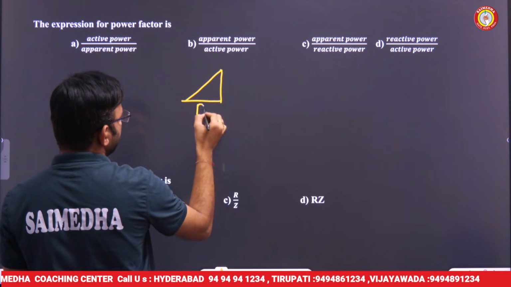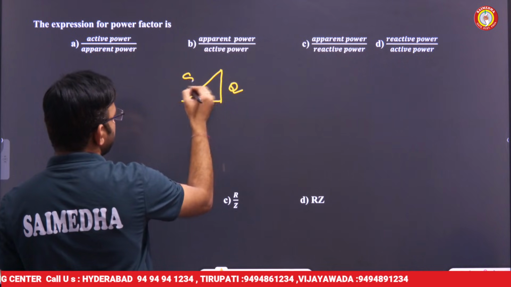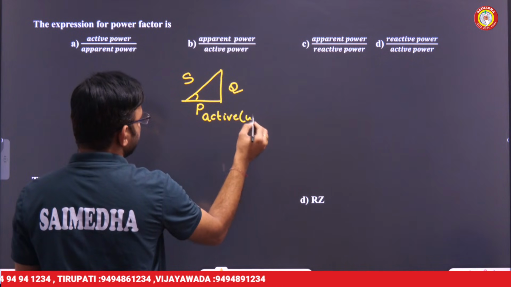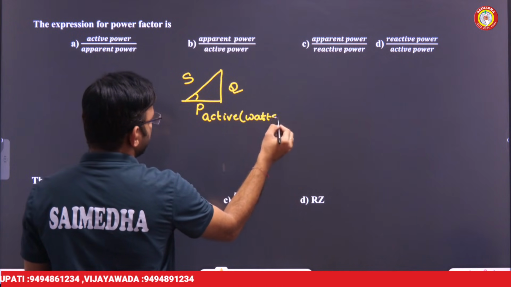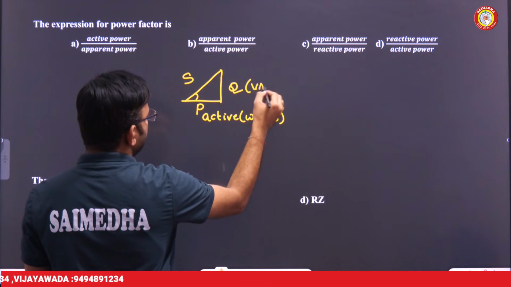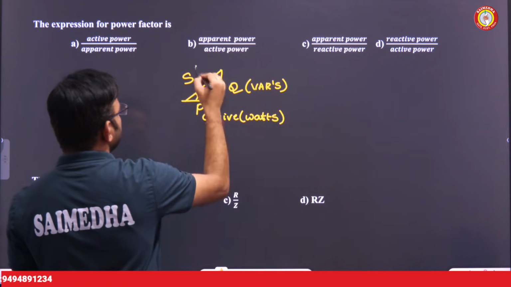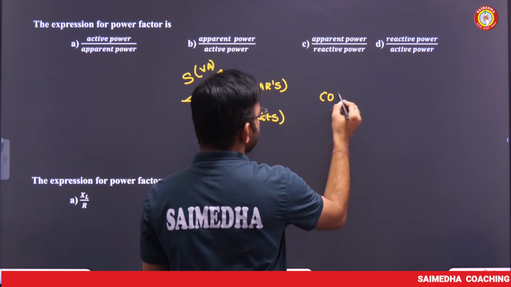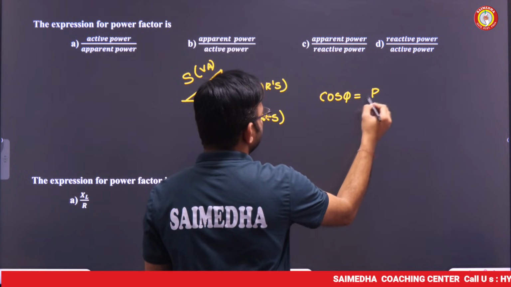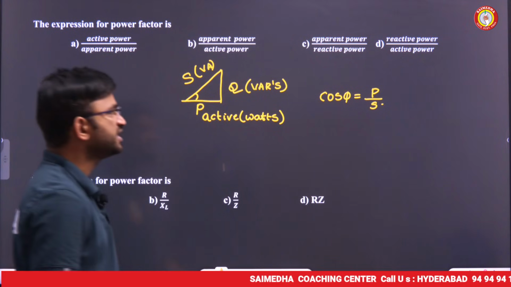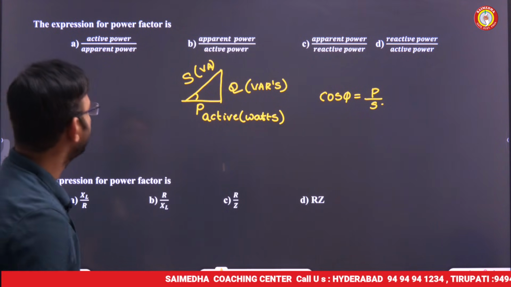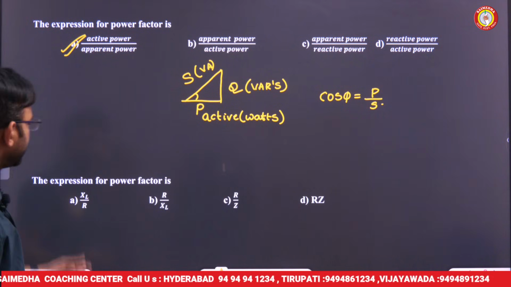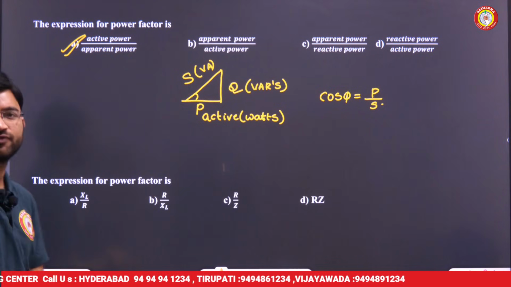So this is the active power, this is the reactive power, and this is the apparent power. Active power is measured in watts, reactive power is measured in VAR, and apparent power is measured in volt ampere. From here, power factor cos phi is nothing but active power divided by apparent power, which is P divided by S. So option A.